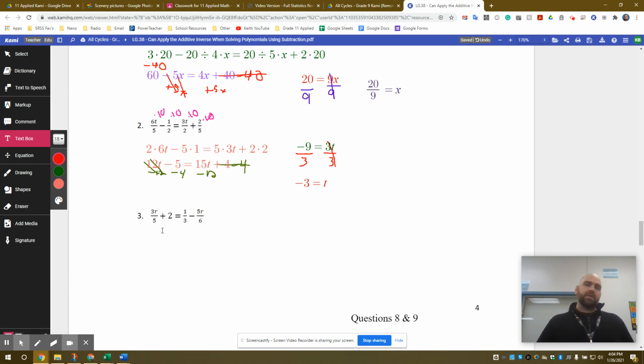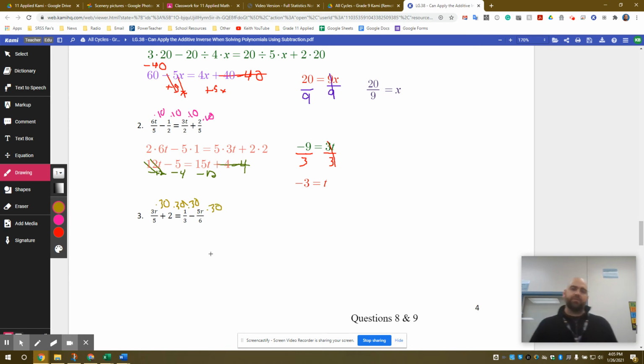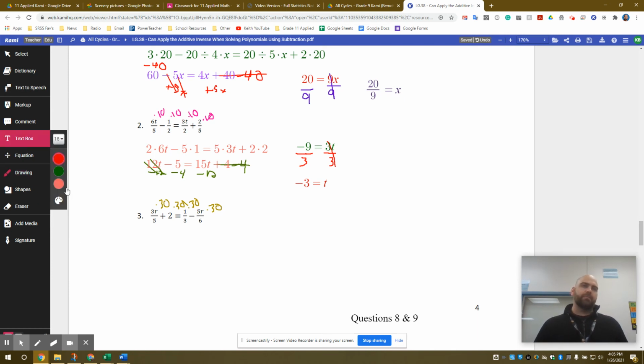All right, last one here, we have 5, 3, and 6. The lowest common multiple of all three of those is 30. Ooh, big number. Okay, that's okay. Multiply every term by 30. If we have a denominator, we don't actually multiply by 30, we multiply by 30 divided by our denominator.